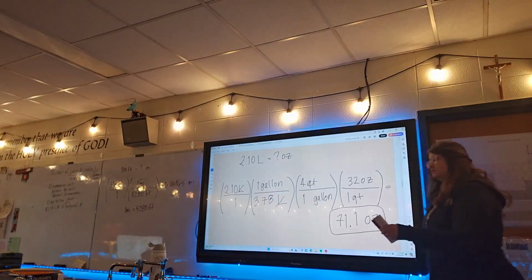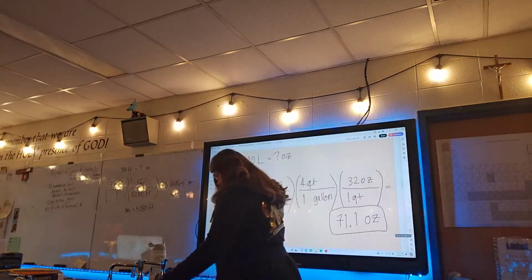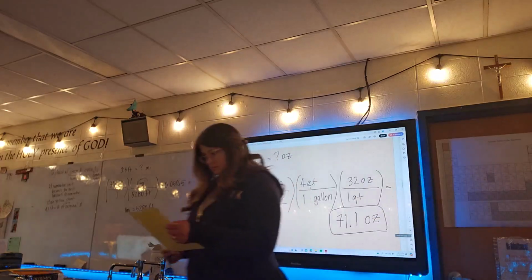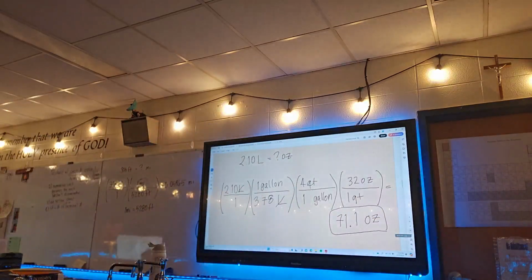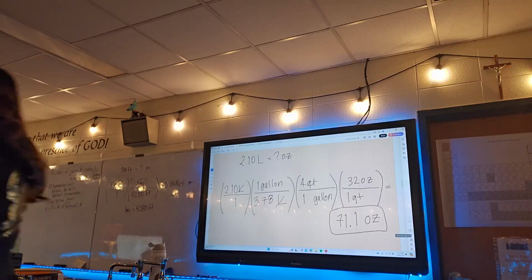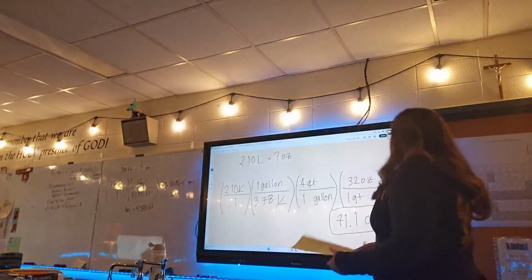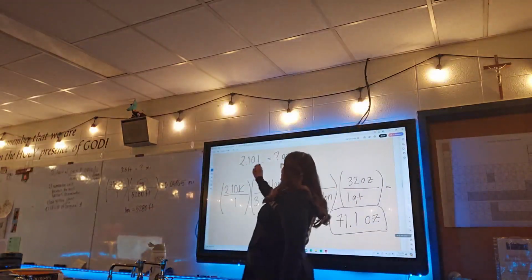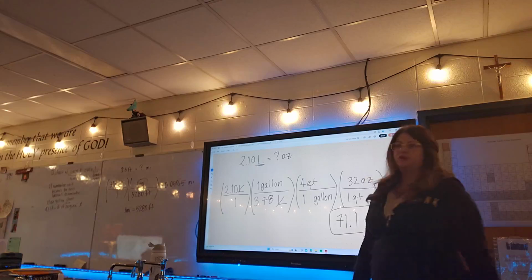On the yellow sheet, 1 quart is 0.9 liters. 1 liter is 5.7. Whichever one you want, it's the same thing. Yes, sir. It is fluid ounces because liter implies that it's a liquid, or a gas, I suppose, but also a fluid.